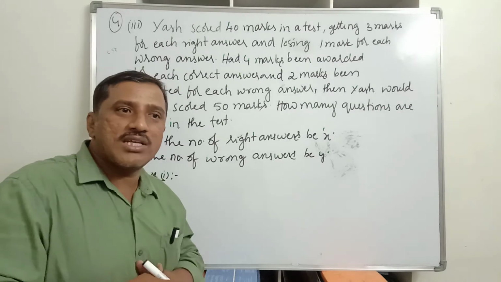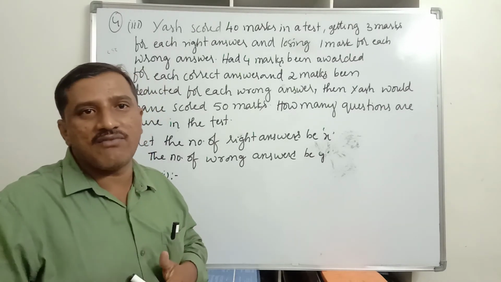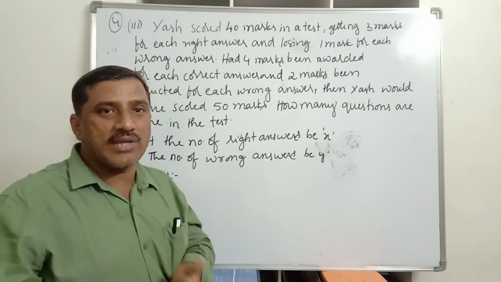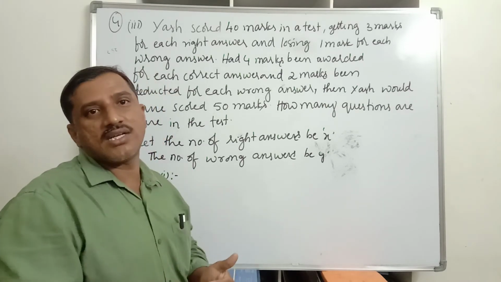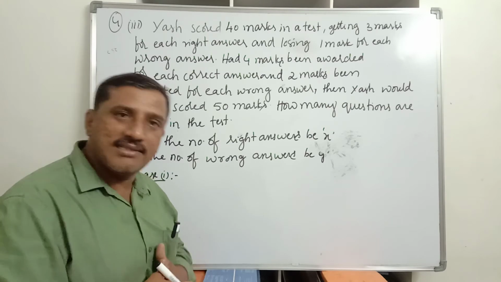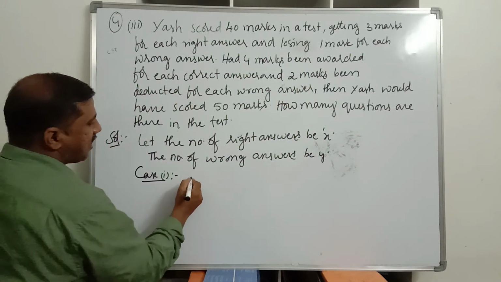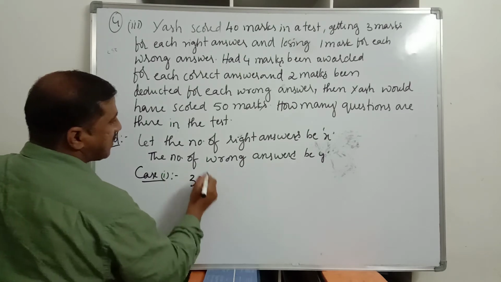If he answered only one question correctly, how many marks will you get for correct answers? 3 marks. If 2 questions are answered, 2 into 3 is 6 marks. If 10 questions are answered correctly, 10 into 3 is 30 marks. Here x questions are there. Therefore, how many marks will you get? x into 3, that is 3x.